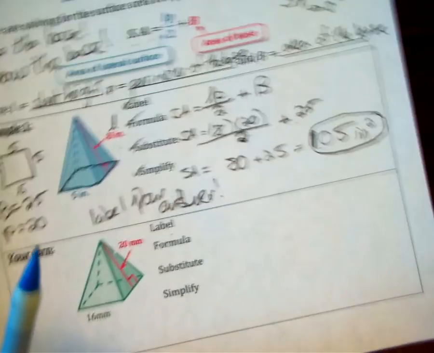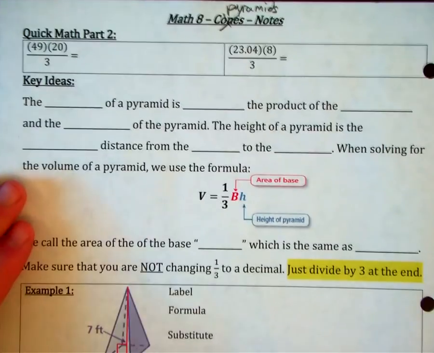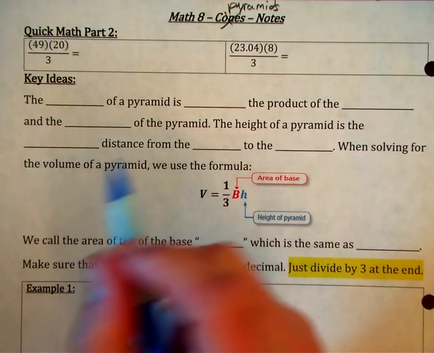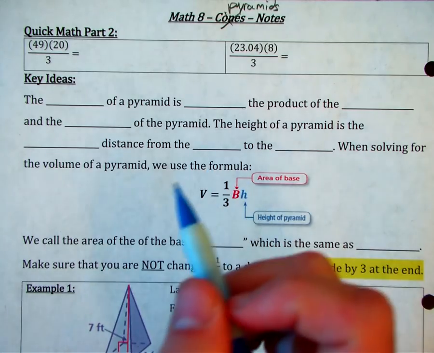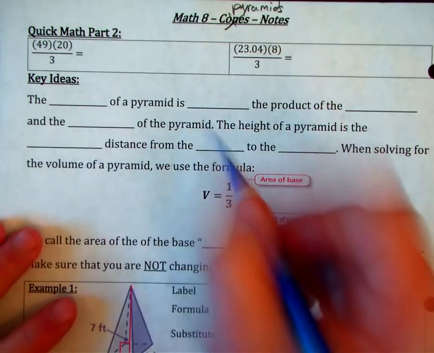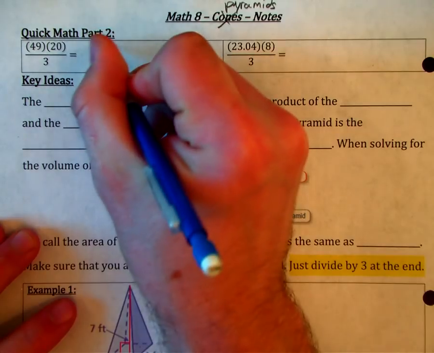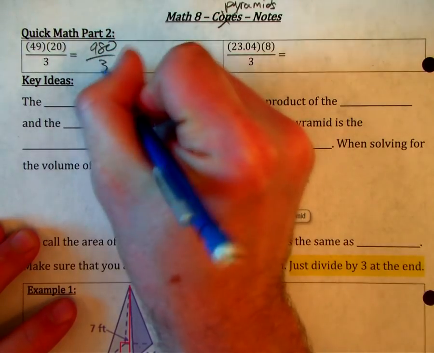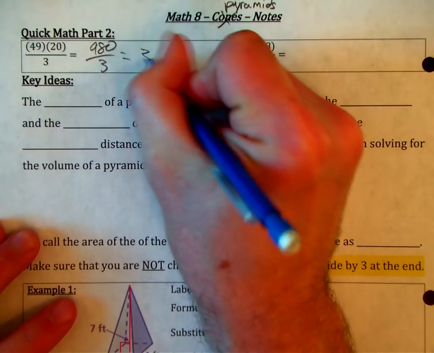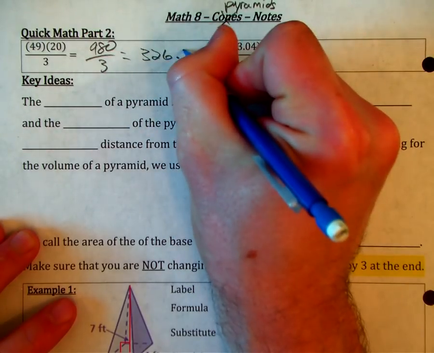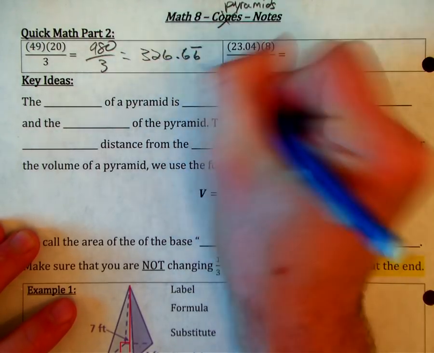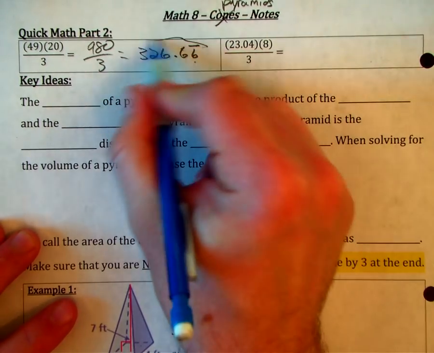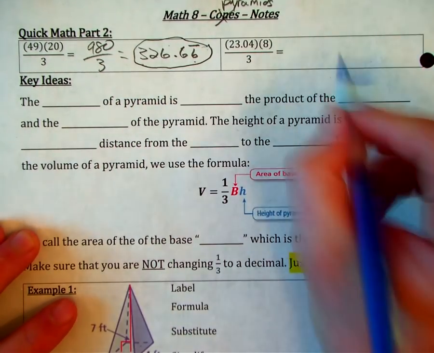So now on the back, let's do some quick math part 2. And so we have 49 times 20 divided by 3. So 49 times 20 first is 980, and divided by 3. Let's have that be 326, and that's going to be 6 repeating. Usually we go out to that second decimal place or the hundredth column.